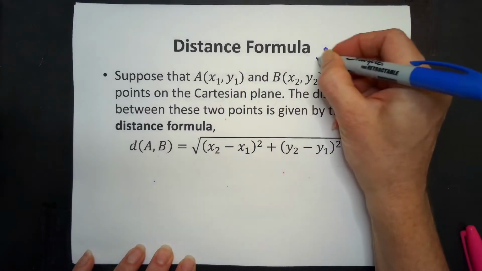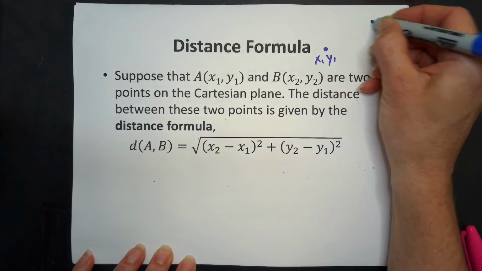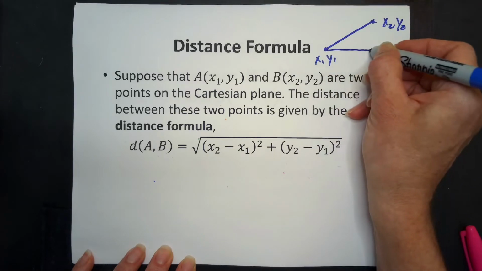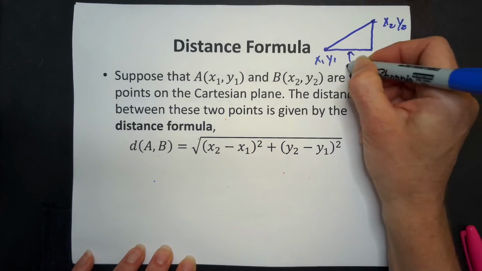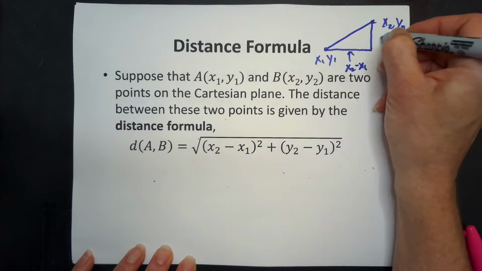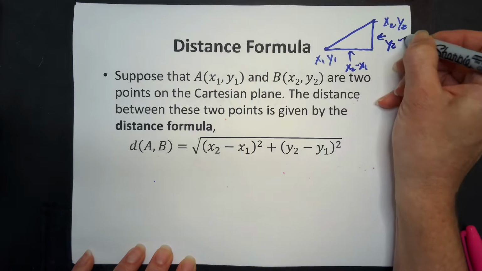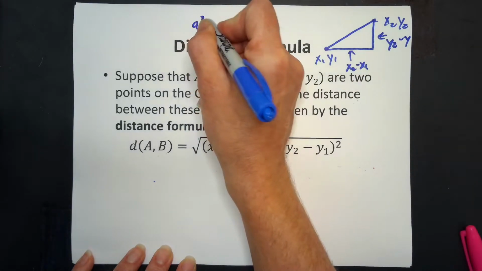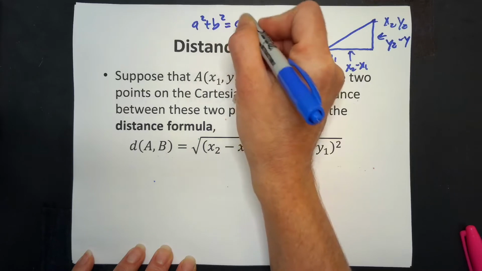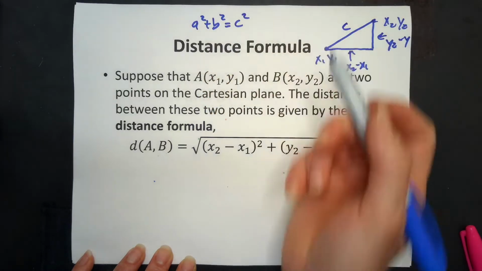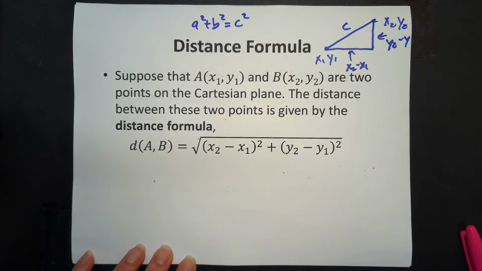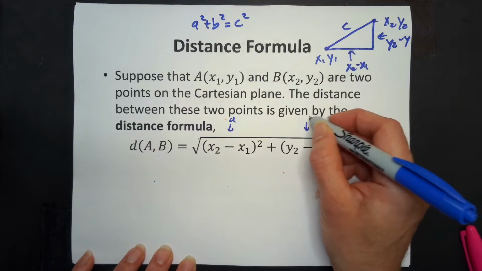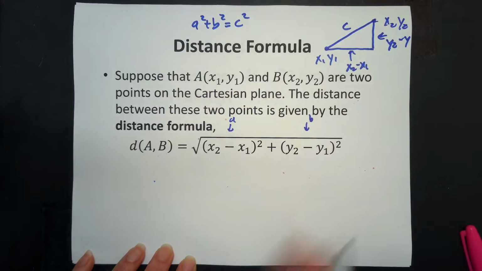So if you have your x sub 1 and your y sub 1, and over here you have your x sub 2 and your y sub 2, and you want to find the distance between them, you draw a right triangle, and this side becomes the differences in your x's, this side becomes the differences in the y's. Basically a squared plus b squared equals c squared, this being your side c, and you're solving for c, so that's where that square root showed up. This would be side a, this would be side b, and then d would be your c. So this is basically just the Pythagorean theorem. That's all this is.